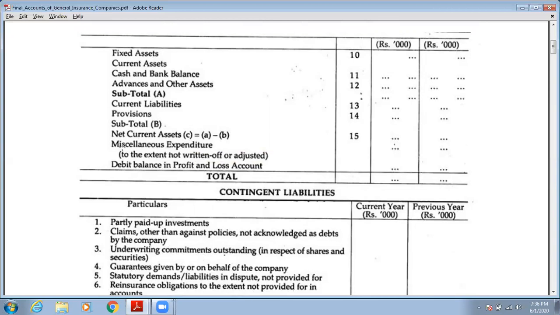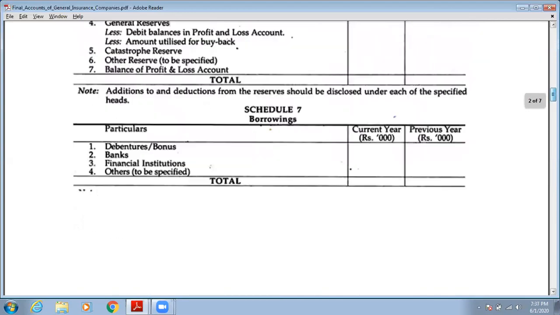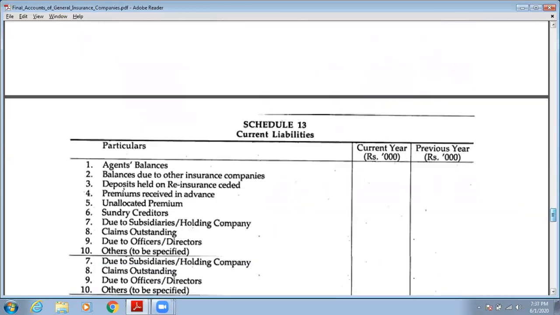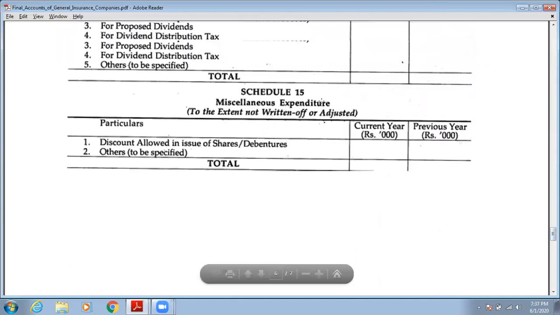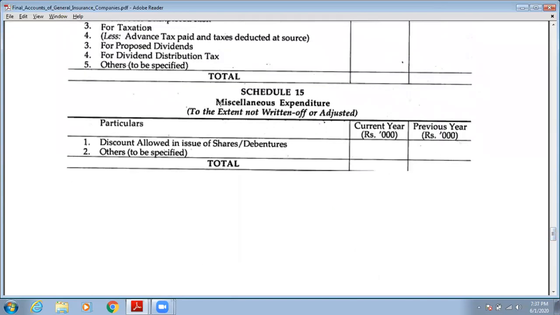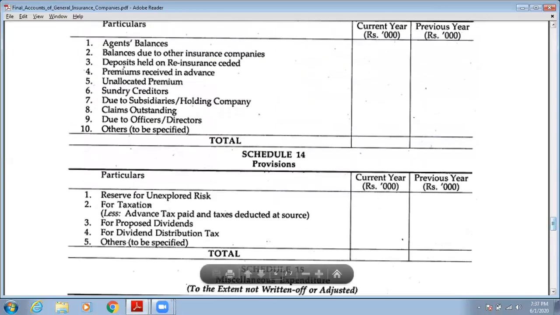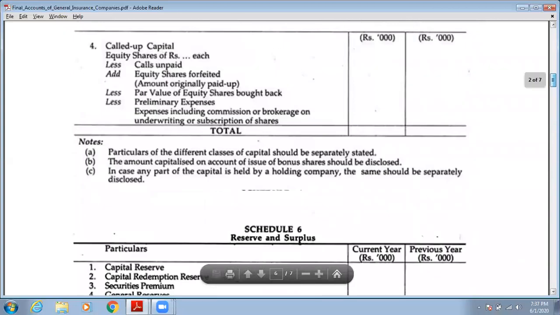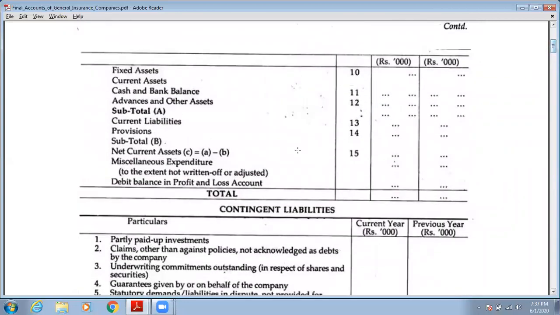Then you will write all the miscellaneous expenditures. For that you will prepare schedule number 15. So let's see. Yes, schedule number 15 is for miscellaneous expenditure. So you will write discount allowed on issue of shares and debentures, and if there is any other miscellaneous expenditure, you will write that expenditure also. And you will do the total of these two items, and this total you will write in the schedule under miscellaneous expenditure.